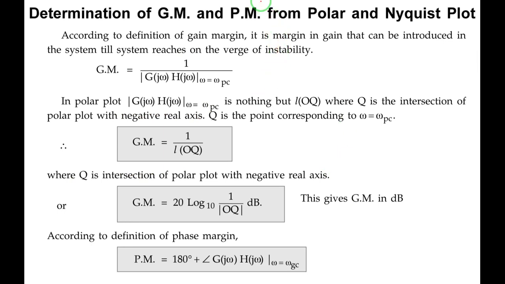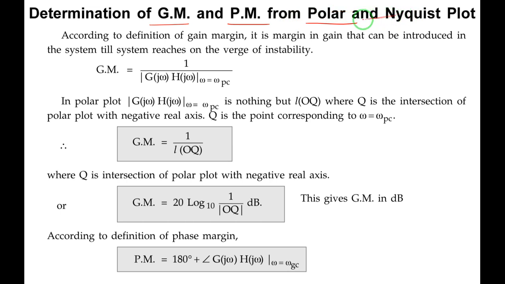Next, we have seen how to find out omega GC and omega PC from the polar plot. Next, we will see the determination of gain margin and phase margin from the polar plot. It applies to the Nyquist plot also. So we are studying only the polar plot, but it is equally applicable to the Nyquist plot.